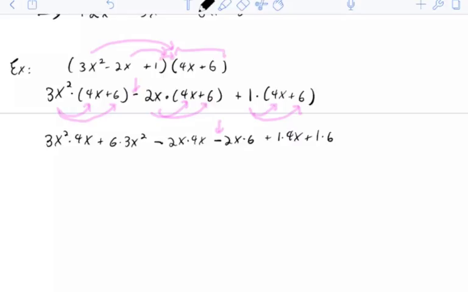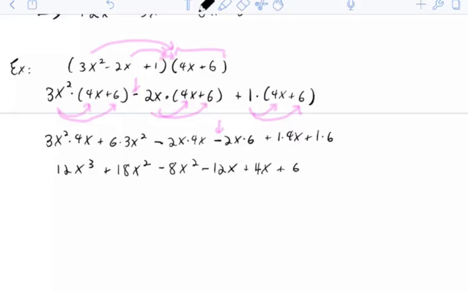And now I can simplify them. 3 times 4 is 12, x to the 3. 6 times 3 is 18, x squared. 2 times 4 is 8, x squared. 2 times 6 is 12x. 4 times 1 is 4x plus 6.